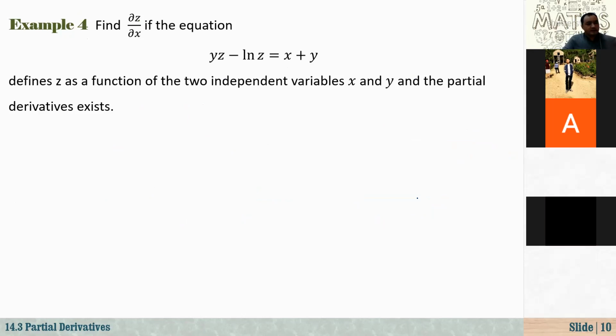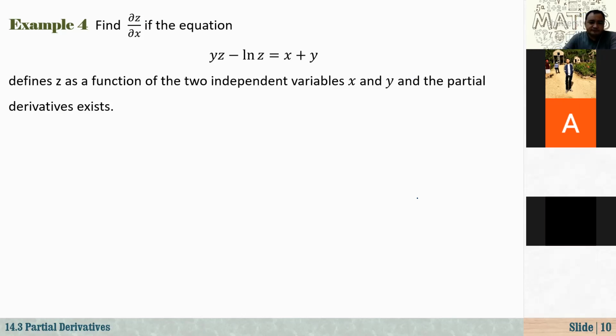Another thing, example 4: find del z del x if the equation defines z as a function of the two independent variables x and y and the partial derivatives exist. Here for example 11, we can just use the idea of implicit differentiation, right? Because the function itself is involved in the expression yz minus natural log z. If you try to express z explicitly in terms of x and y, it will be more complicated. So just keep in mind that z is a function of x and y.